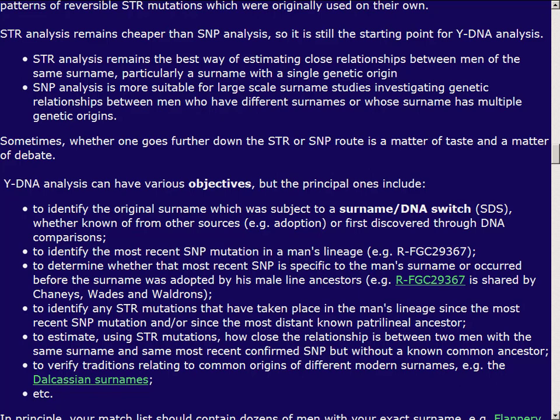What are the objectives of analyzing your Y chromosome? If you think you have a different surname from one of your male line ancestors, for example, if you're adopted, looking at the Y chromosome matches may give you a clue as to what your birth father's surname was. Or there might be a father or a grandfather or a great-grandfather who was adopted, and again, looking for different surnames among your Y-DNA matches will give you a clue as to what the birth surname was.